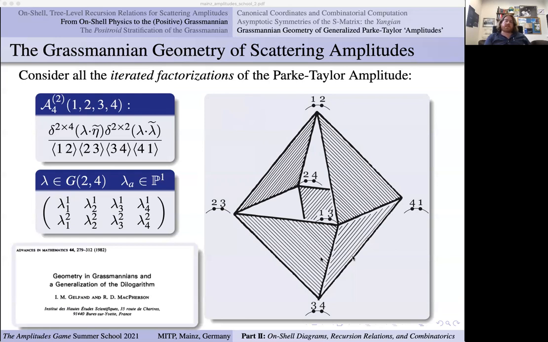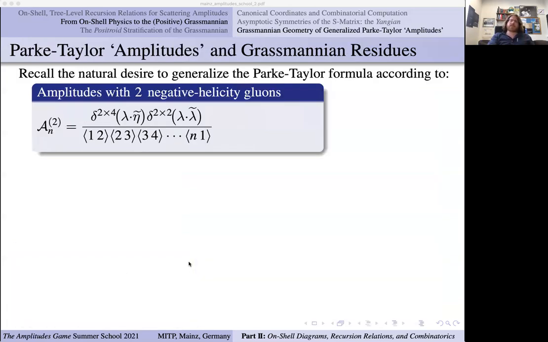And it's interesting that this predates our understanding of the positive Grassmannian by a long shot. This picture was taken from a paper by Gelfand and MacPherson in 1982, where they talked about generalizations of the dilogarithm in this context. But they fully iterated this entire boundary structure of what we would call the Parke-Taylor amplitude back then, in 1982. I'm not sure how illuminating that is, but this is the kind of general structure we'd like to better understand.